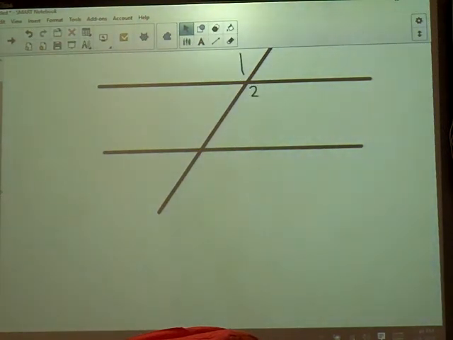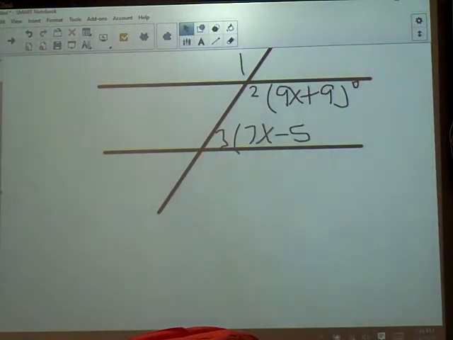What I know about angle 2 is that it is 9x plus 9 degrees. What I know about angle 3 is that it is 7x minus 5 degrees. And there's angle 4. So my directions for this say find the measures of angles 1, 2, 3, and 4. So we don't care about all the rest of them. We're just worried about those four that I labeled. What could we start with? What do we know we could go with here?